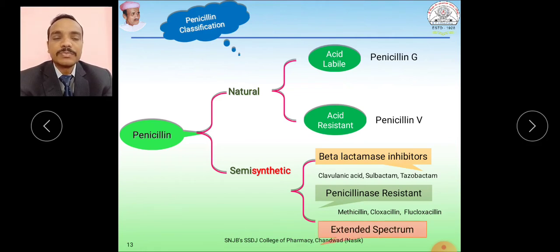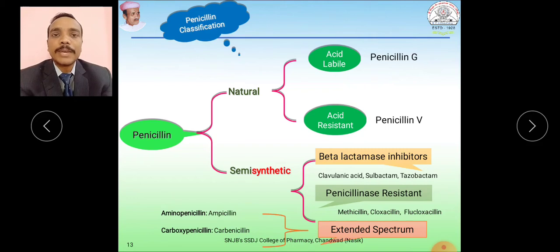Extended spectrum: the antibiotics which are developed as having an extended spectrum of activity. These are of subtypes: aminopenicillins, by the introduction of an amino group in the penicillin structure, ampicillin, amoxicillin; introduction of a carboxy group instead of amino, that is carbenicillin; and ureidopenicillins, the example being piperacillin. So this is about the classification of penicillin into natural and semi-synthetic.